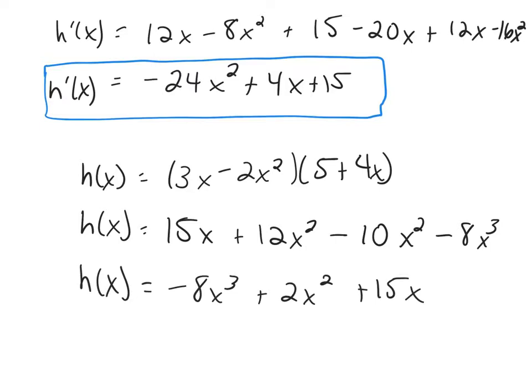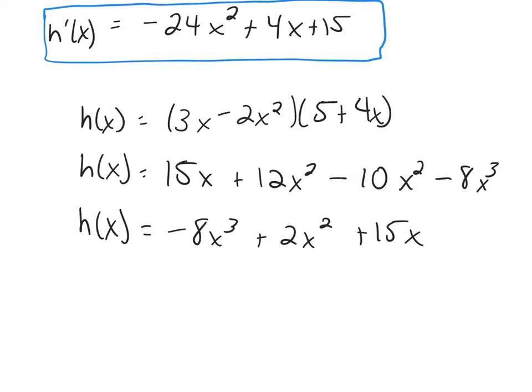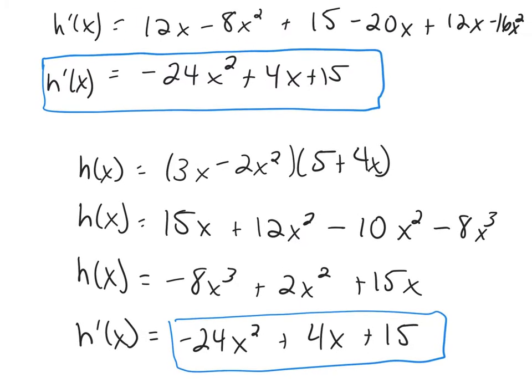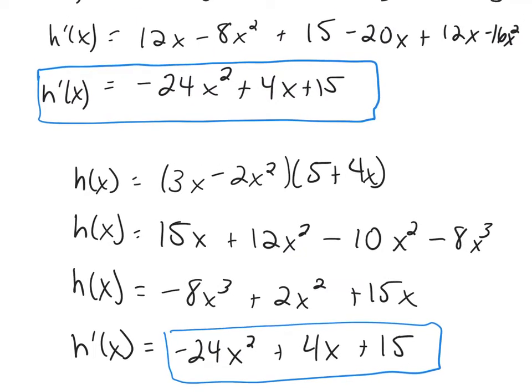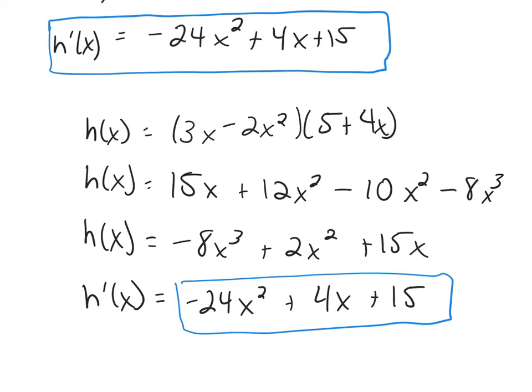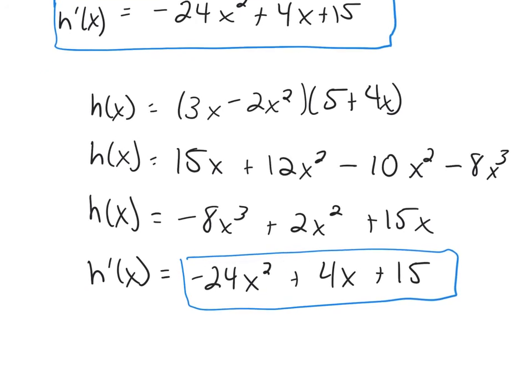And now you no longer have a product. It's just a single polynomial. So you can find the derivative here, negative 24x squared plus 4x plus 15. And this again matches up with the answer we had when we did the product rule. So for this particular problem, you can do it either way. You could either multiply out and then find the derivative using the power rule, or you could have done the product rule first.